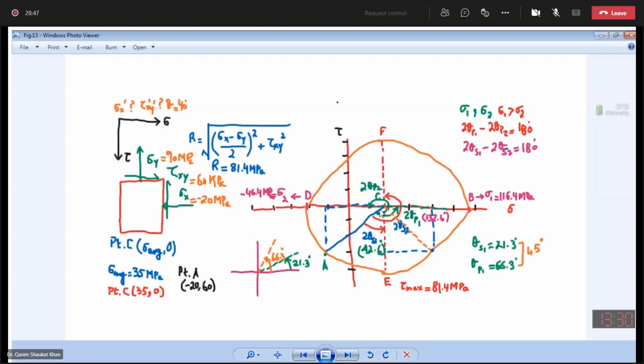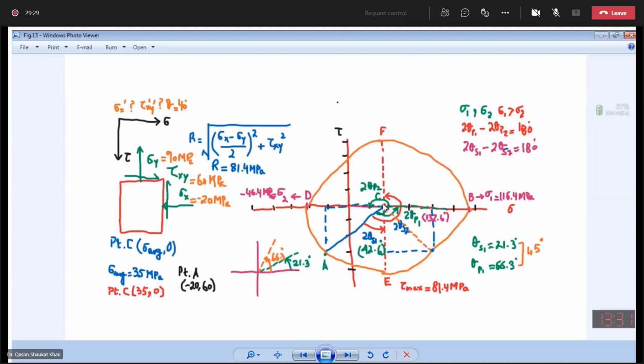So after that, you will place your compass at point C, and you will open it up equal to the radius C to A. You will open up the compass up to C to A, and you will draw this Mohr circle. If you do not have the compass, then from the center point C, you can add the radius, that is 81.4. So 35 plus 81.4 will be 116.4. So you can mark that point here.